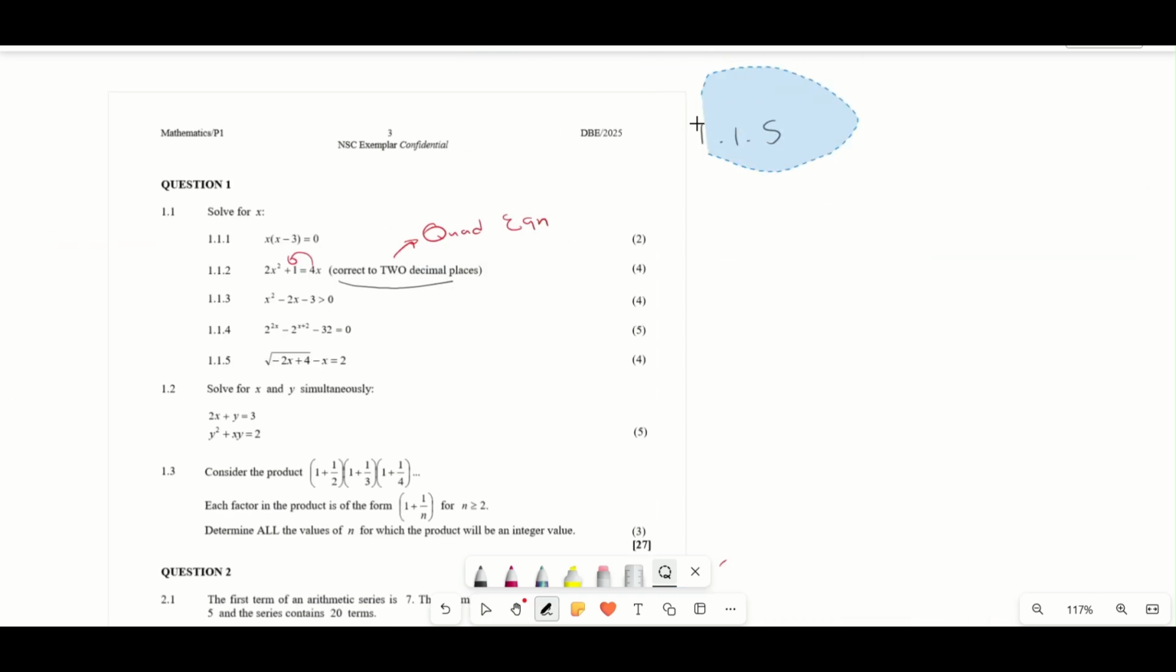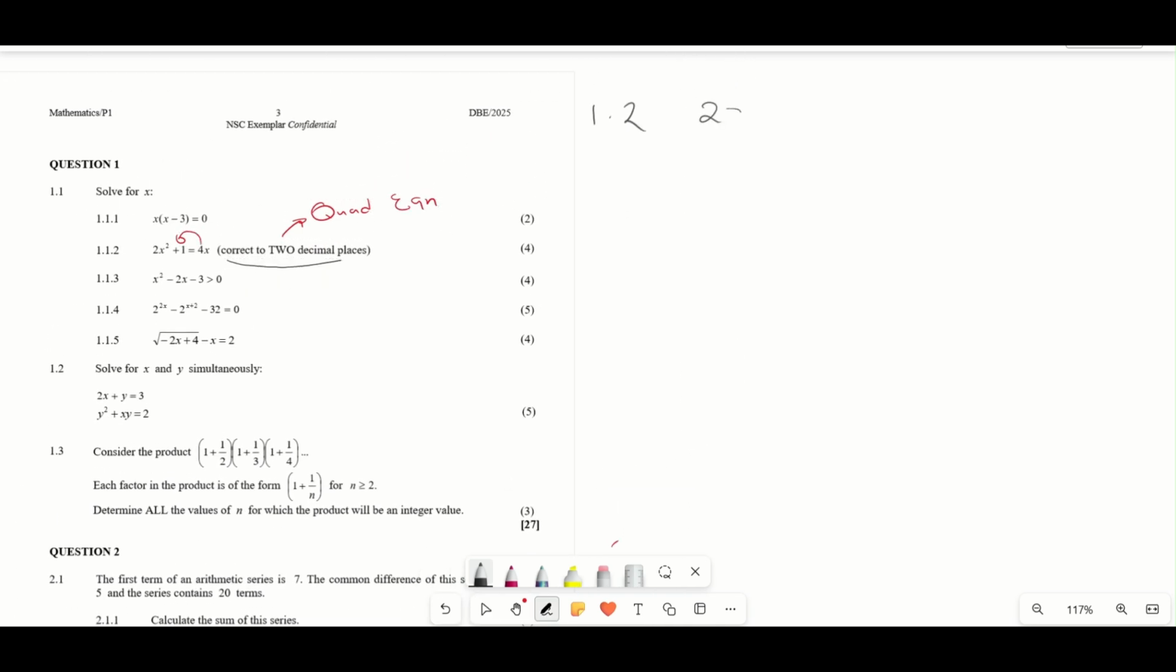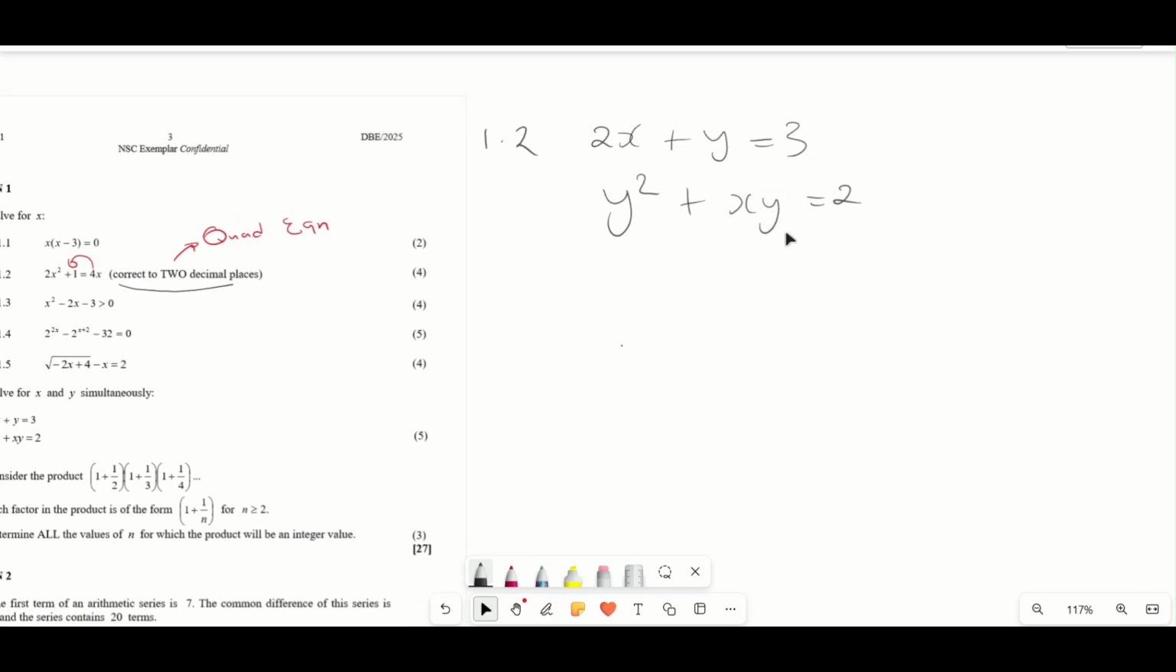Yeah. Okay, so now let's move on to 1.2. 1.2 is a simultaneous equation. Okay, so we're given 2x plus y is equal to 3, and y squared plus xy is equal to 2. Okay, so here I can do two things, right? First of all, I can make y the subject of the formula for this formula here. I can make y the subject of the formula and then substitute my y into this equation here.